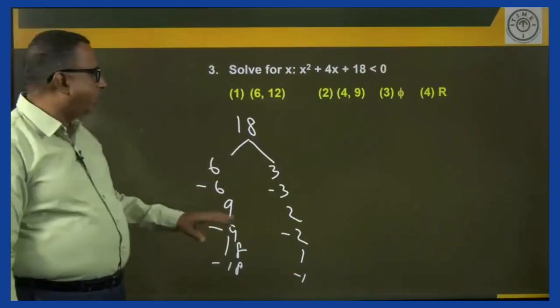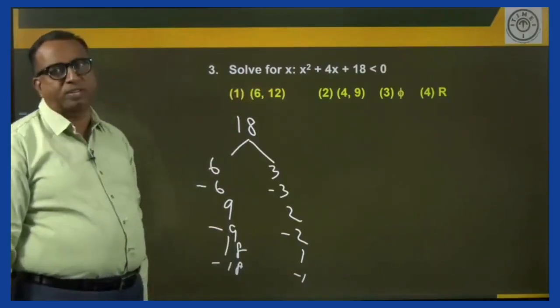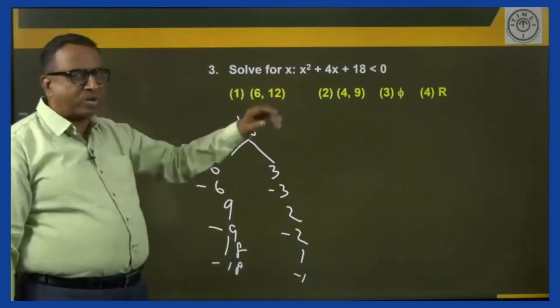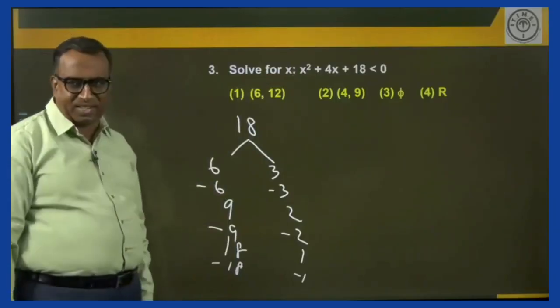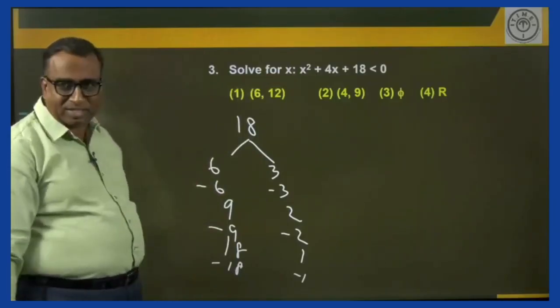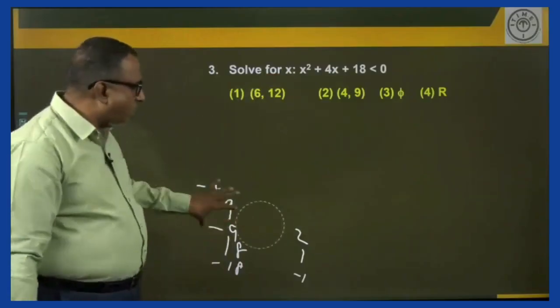Interestingly, whatever you do here, 6 and 3 will not give you 4. Negative 6 and negative 3 will not give you 4. Factors are not coming here. You are not able to factorize this. So, what you do is, there is a shortcut for this problem.